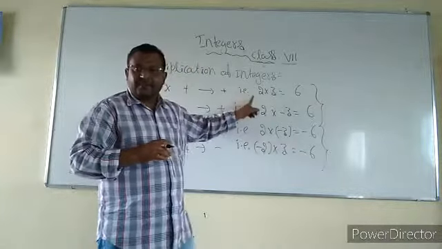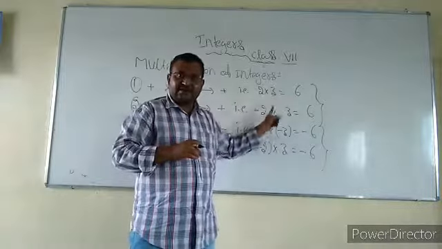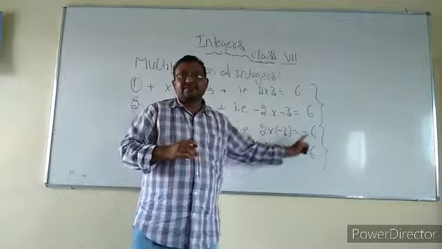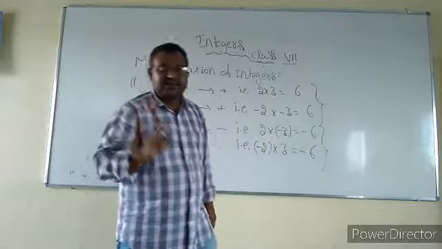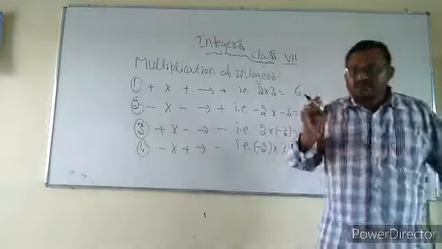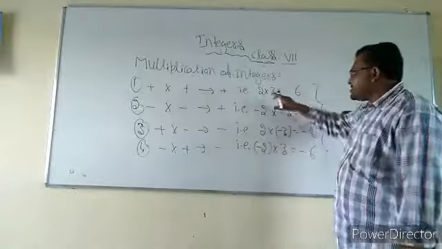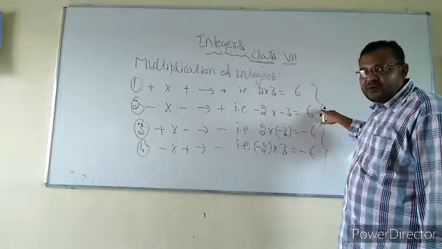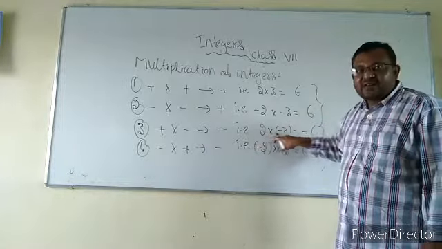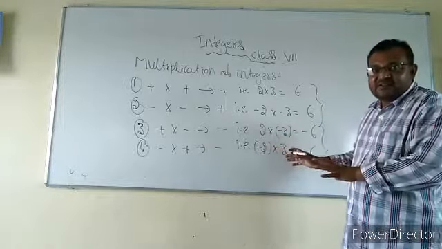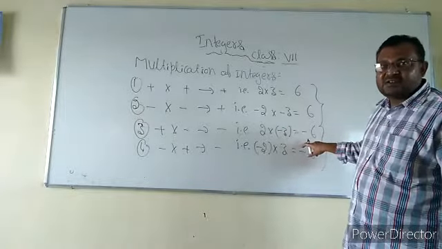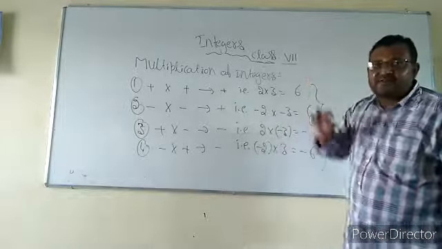That means same sign: plus into plus gives plus, minus into minus gives plus, plus into minus gives minus, minus into plus gives minus. So we have to remember 2 points here. What are those? In the multiplication process, if the signs of two integers are the same, then the output will be positive. If the signs of two integers differ, one is plus, one is minus, then the output or product will be negative. So these two rules we have to remember.